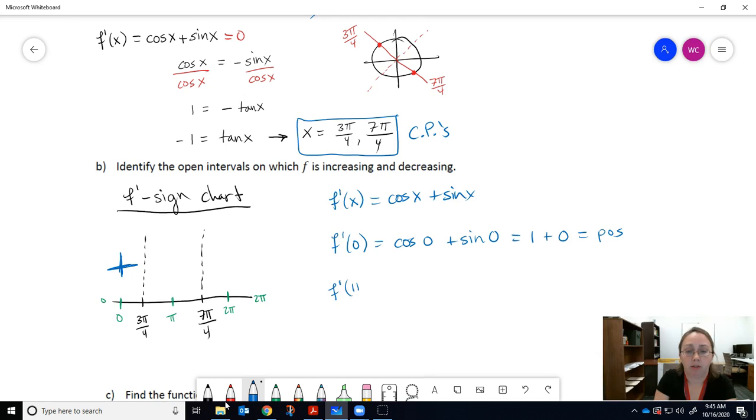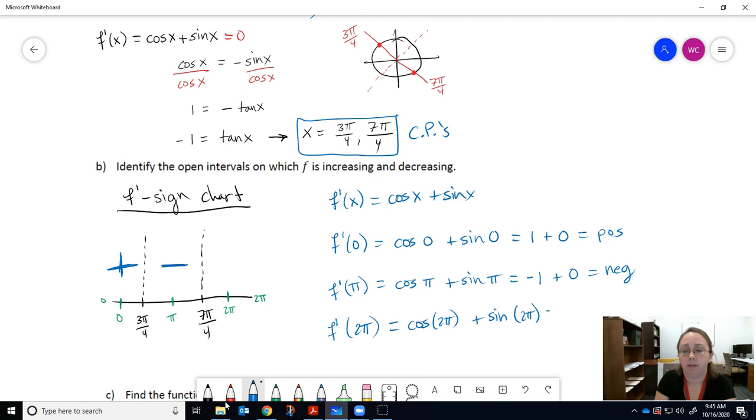Evaluate at your next test point, pi. So cosine of pi plus sine of pi. Let's see, at pi, cosine is -1, sine is still 0, so we get a negative in the middle here. One more test point, 2 pi. All right, so we need cosine at 2 pi plus sine at 2 pi. That's 1 and 0, which make a positive answer.